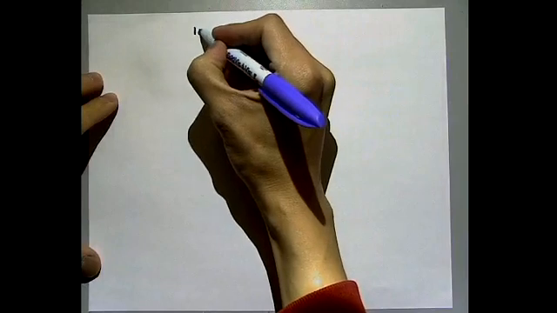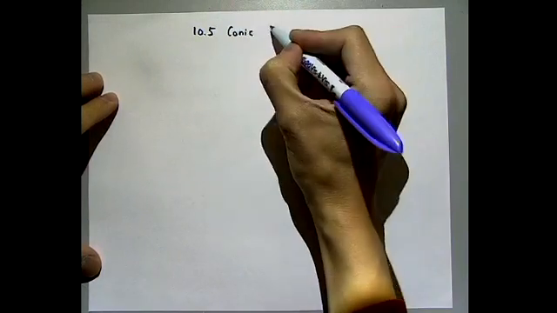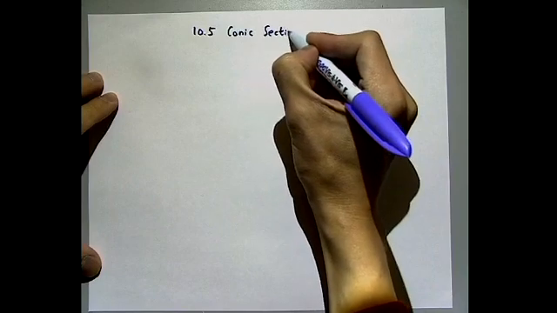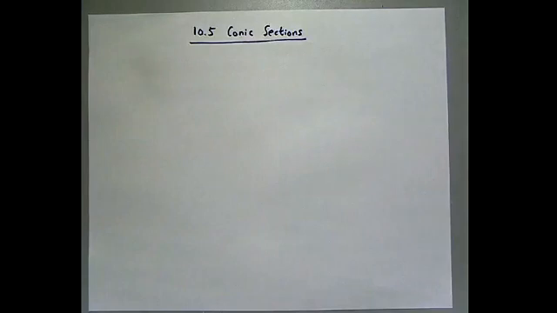All right, so what are we doing today? We're doing lesson 35, section 10.5. We're going to look at conic sections. I'm sure all of you have seen conic sections before, and the point of this lesson is to give you a little bit of refresher before you head into 261 when you take Calc 3, where you will be dealing with a lot of conic sections.